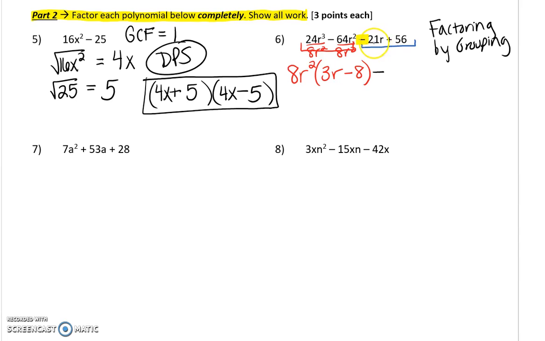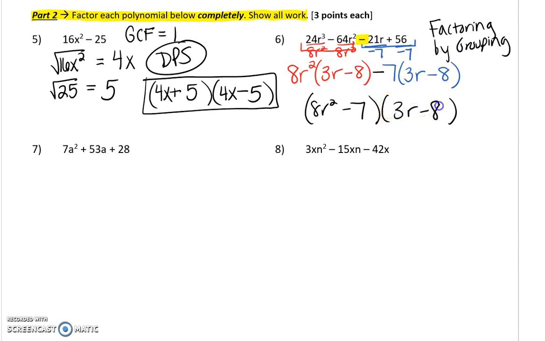The GCF for 21 and 56 is 7, so this is really a negative 7 that we're dividing out of both of these terms, and that's going to leave us negative divided by negative is a positive 3, don't forget the R, and then a positive 56 divided by a negative 7 is a minus 8. We want to make sure that the binomial here and the binomial here match up, which they do. So our final answer comes from taking the outside terms, the 8R squared minus 7, and the inside expression, 3R minus 8, and this is going to be our final solution that's factored completely.